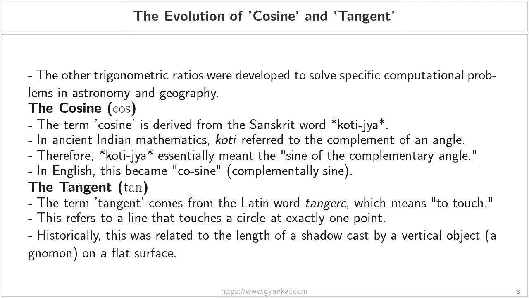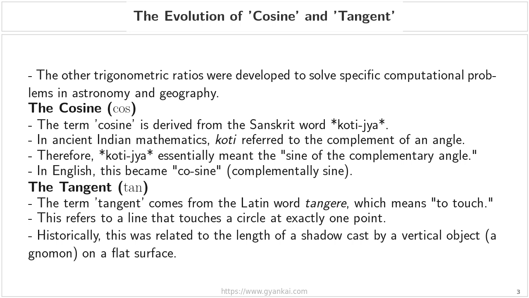Next, we have the tangent, which we write as tan. This term has a much more direct Latin origin. It comes from the Latin word tangere, which means to touch. In geometry, this refers to a line that touches a circle at exactly one single point. But why was this useful? Historically, this was closely linked to measuring the length of a shadow cast by a vertical object, known as a gnomon, onto a flat surface.